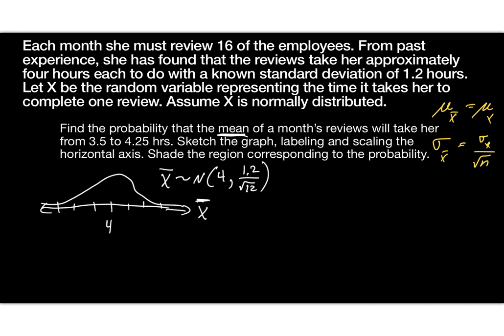Because it's no longer a distribution, it's now a sampling distribution. Because it said the probability that the mean of a month's review. So it's not a single value anymore. Now it's the mean of whatever this group is. Group of 16, oh, it's 16, so that shouldn't be 12. That should be 16. So 1.2 divided by the square root of 16, well, that's 1.2 divided by 4, so it's going to be 0.3.